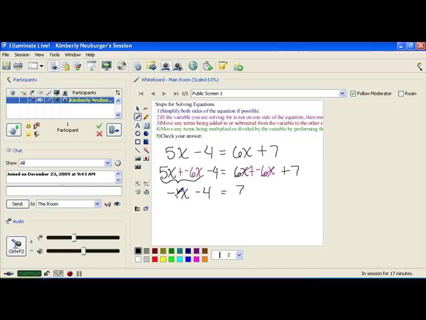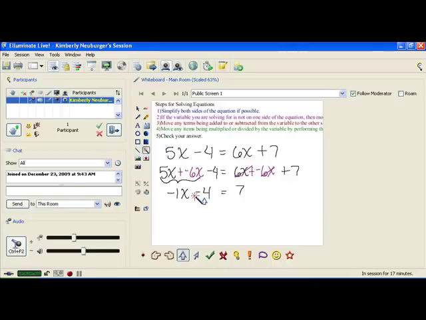I'm going to leave it there for you just in case you need it. So now we've completed step 2. Let's take a look at step 3. Move anything being added or subtracted. And notice we're subtracting 4 here, which is like having a negative 4 there. And the opposite of a negative 4 is a positive 4.